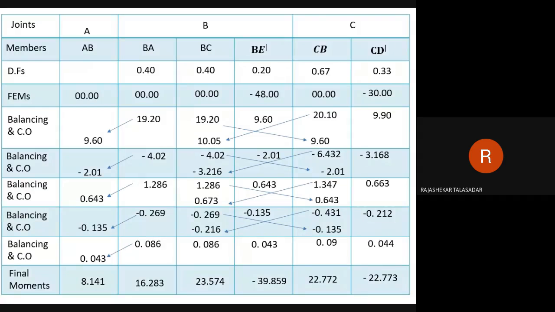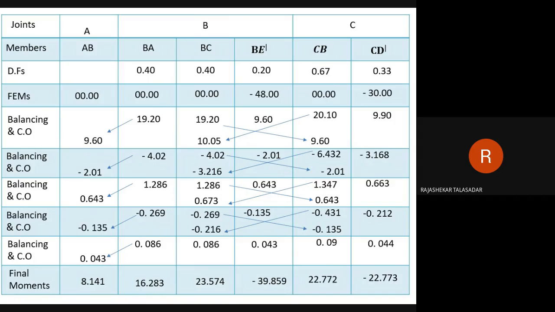Let us come to this first. BA will be carried over to AB. Half of 19.2 is 9.6. Then BC goes to CB, half of this is 9.6. BE dash, or BE, would go to EB, but EB is not in our list because we are using the symmetric property. That is a shortcut method we are using, so that is not going to carry.